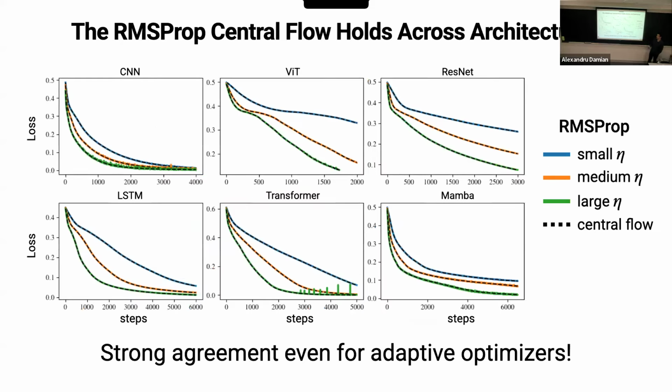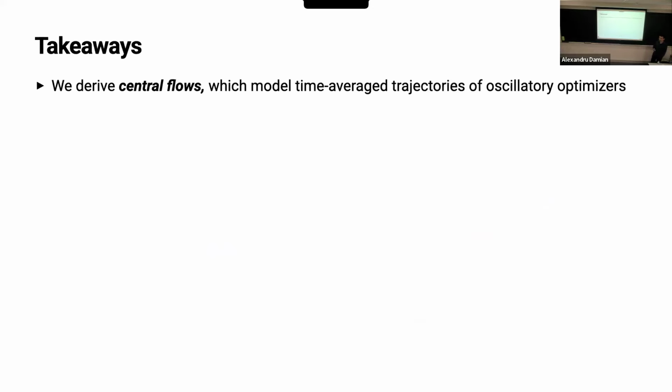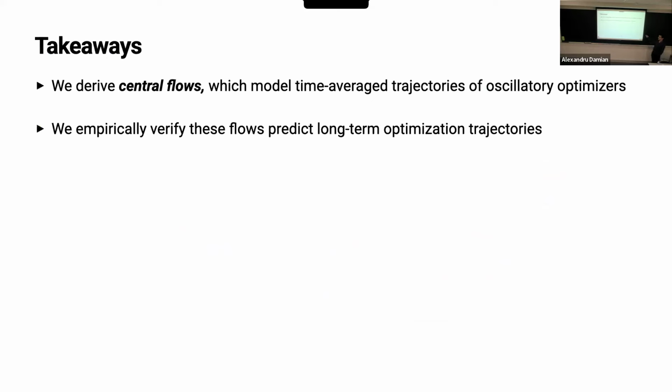And yeah, this is true for many different architectures. So just to wrap up, the way we propose to study optimization is by deriving central flows, which are intended to model the time average trajectory of oscillatory optimizers as a way to address the fact that it's really hard to analyze oscillations. And then after we do this, albeit heuristically, we actually verify this by computing them on real neural networks and real data sets and show that for a very long period of time, for the entire training trajectory, we're able to predict the optimization curves.